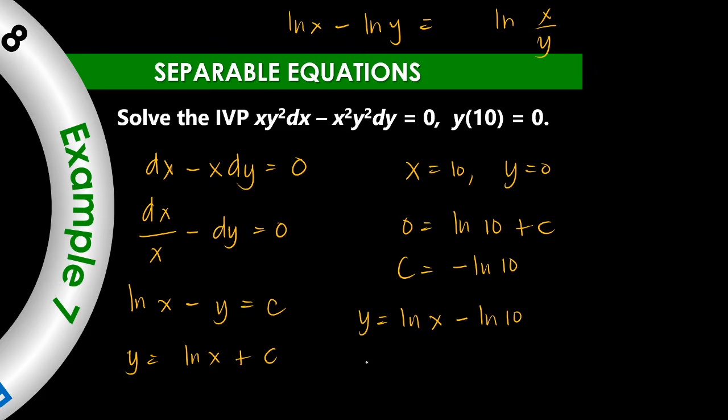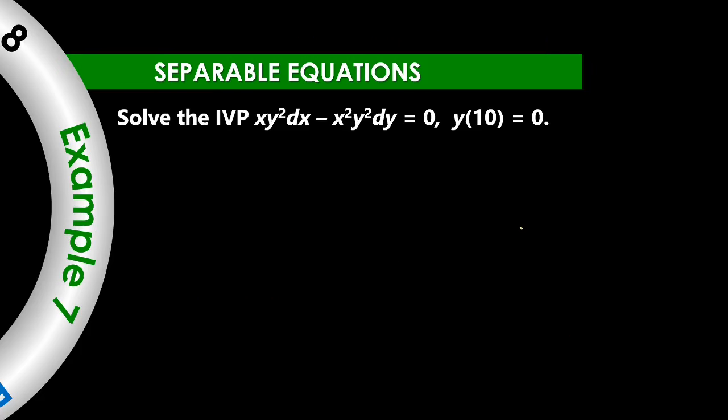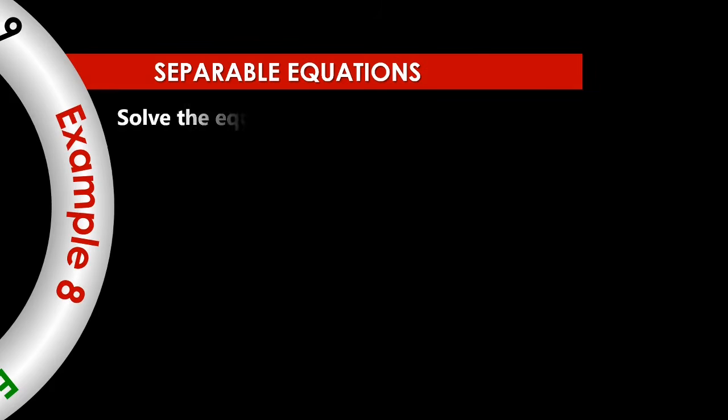So I can simplify my answer, ln of x over 10. So this is now my particular solution that is free of any arbitrary constant. Now let us solve example number 8.